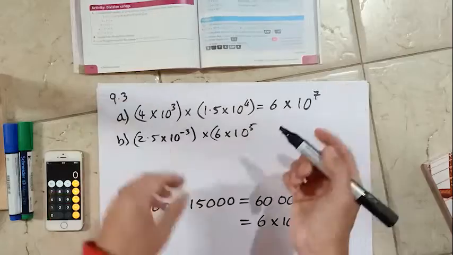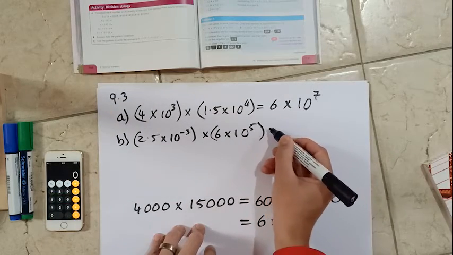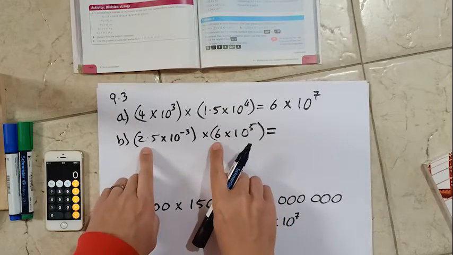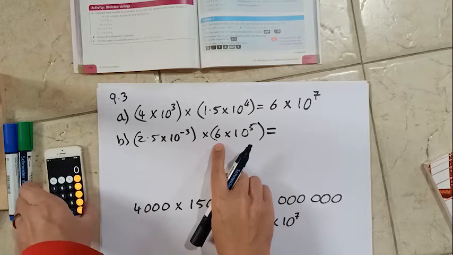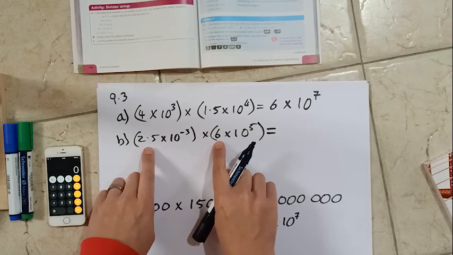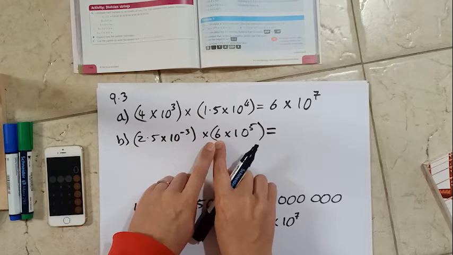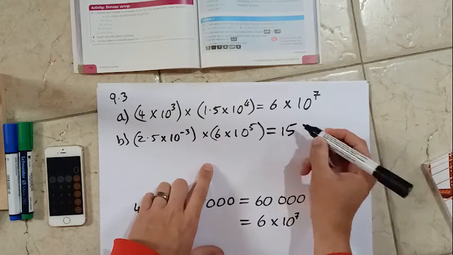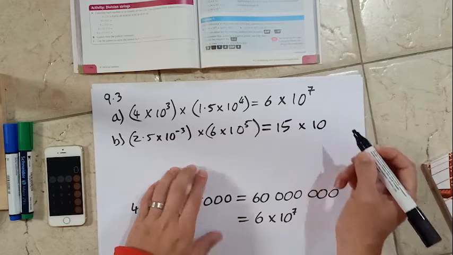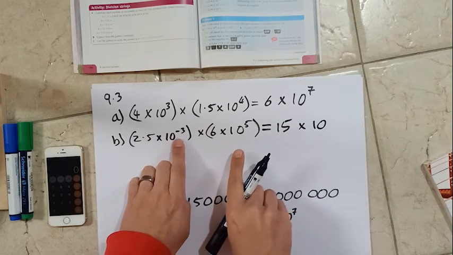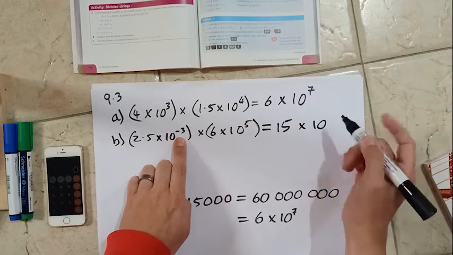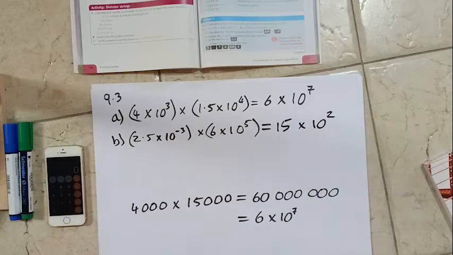Is that correct? I can't see from there. Minus, yeah. Okay. So 2.5 times 6. Again, I can actually do that in my head. So 2 6s are 12. Half of 6 is 3. So that would be 15 times 10 to the, so minus 3 plus 5 is 2.